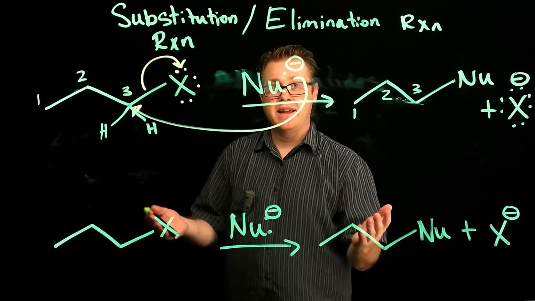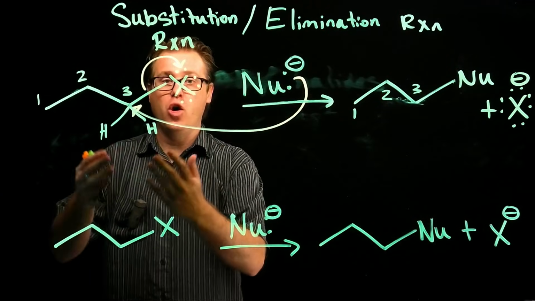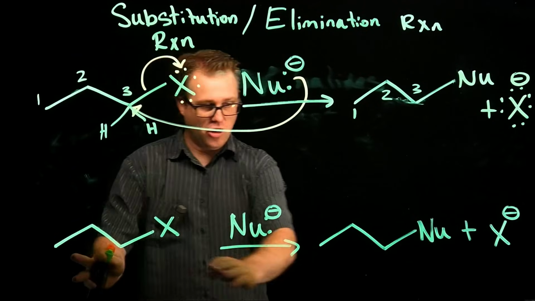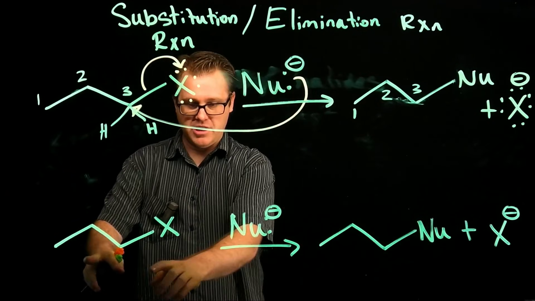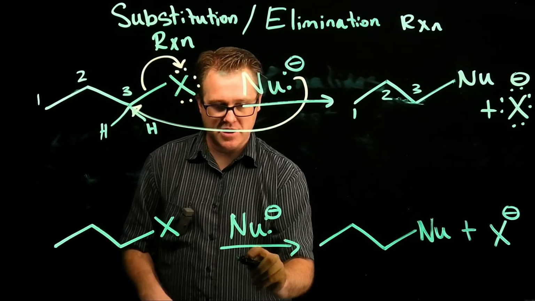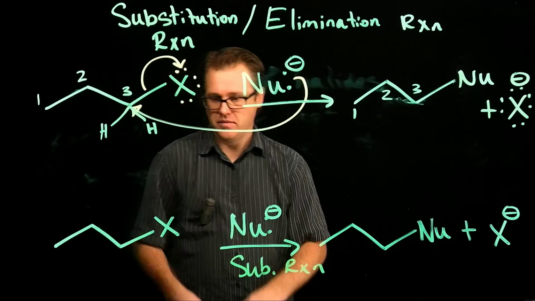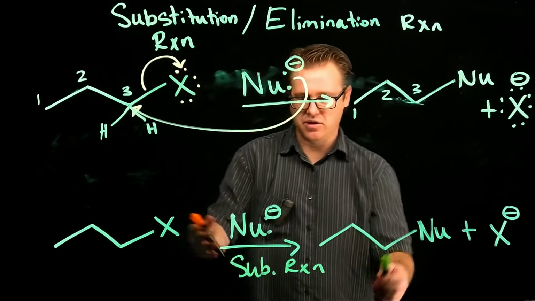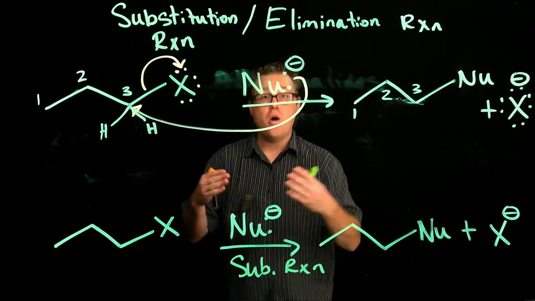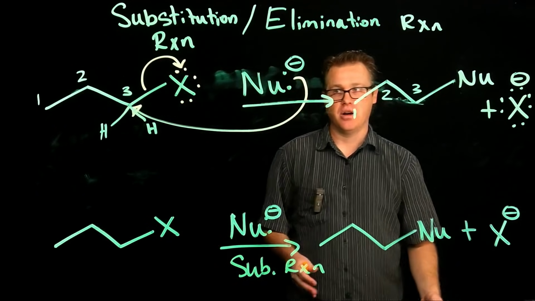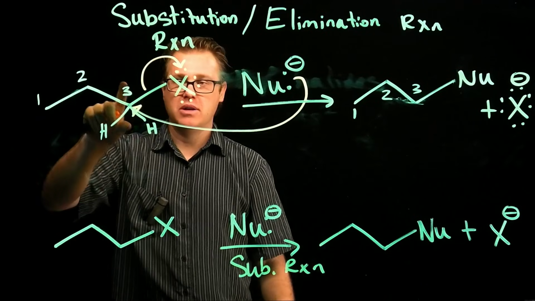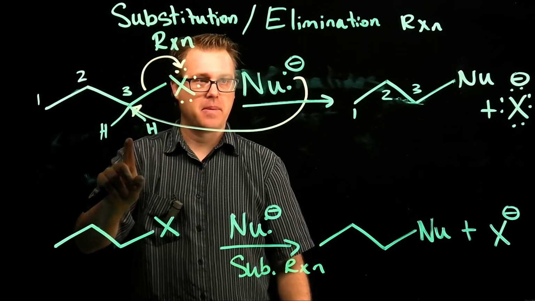And this is what a mechanism is all about. It's showing us the overall transformation, and this is called a substitution reaction. The halogen is replaced with the nucleophile. Great. How does that transformation occur? That's where we come up here to the mechanism.